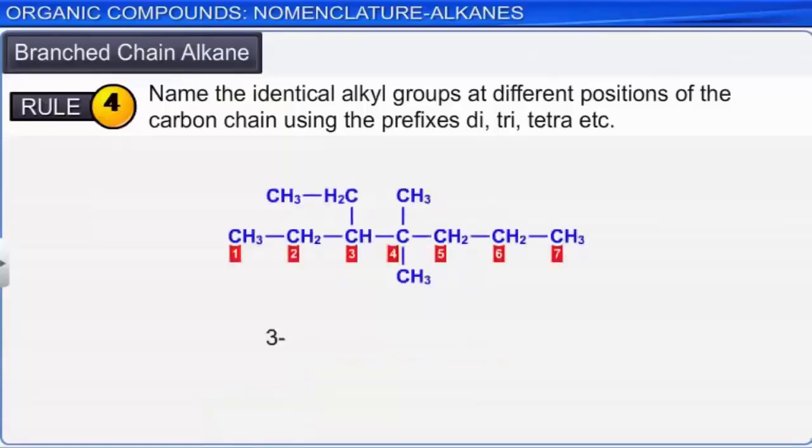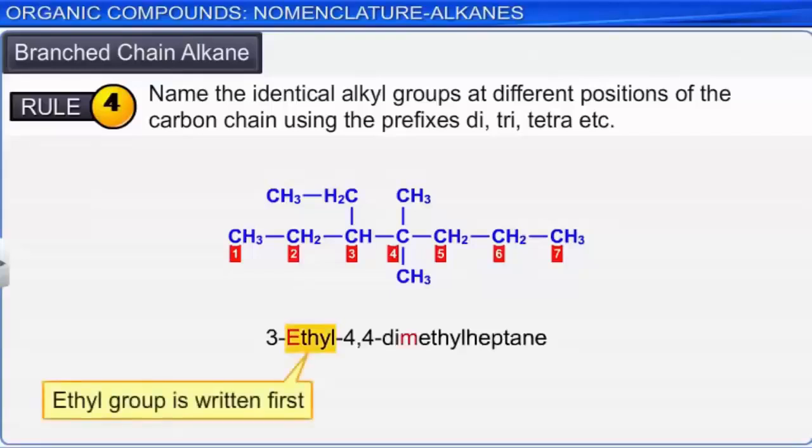Note that the prefixes di, tri, etc. are not considered when deciding the alphabetical order of the alkyl groups. In the following compound, the ethyl group name is written first as per alphabetical order, ignoring the prefix di used for the methyl group.